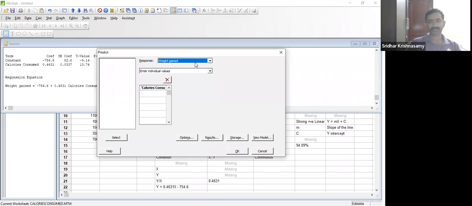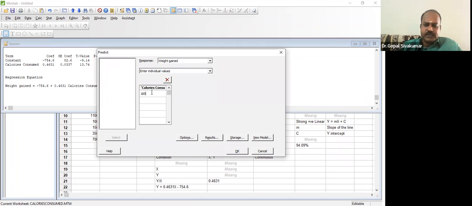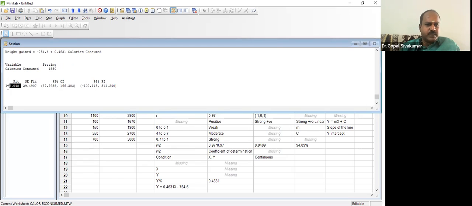Now what do you want to predict? I want to predict weight gain. And for what value? Calorie consumption 1850. So I type 1850 and now it will throw out the weight gain. You understand how much will be the weight gain you can expect? When I maintain a calorie level of 1850 from my current level, I will increase my weight by 100 gram. Clear? All of you understand? Yes.